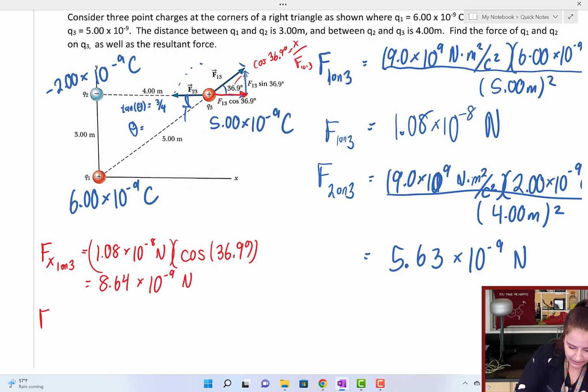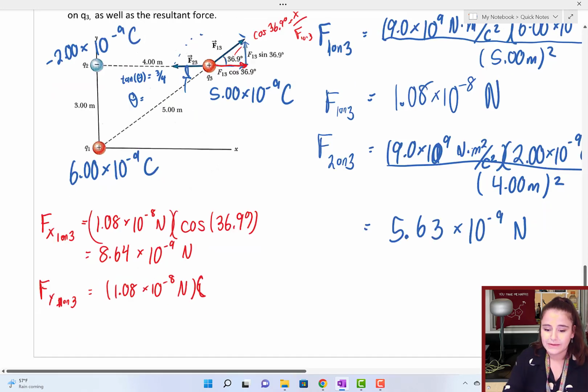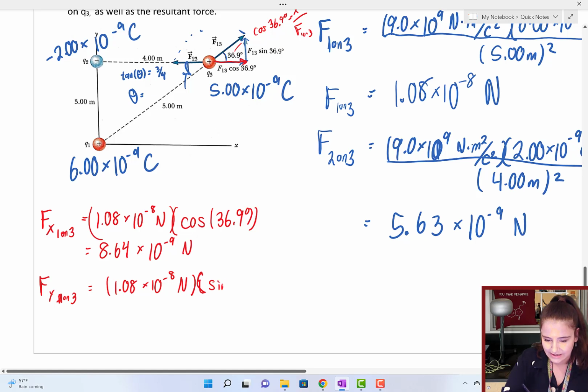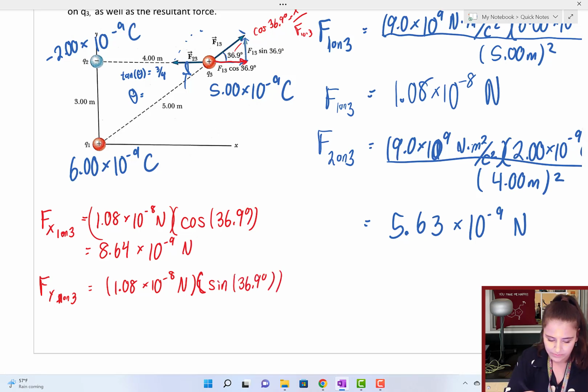Now we'll do the y components, Fy of 1 on 3. 1.08 times 10 to the negative 9 newtons. And now it'll be the sine, because now it's the opposite angle that we're talking about, of 36.9 degrees. We plug that into our calculator and we get 6.48 times 10 to the negative 9 newtons.